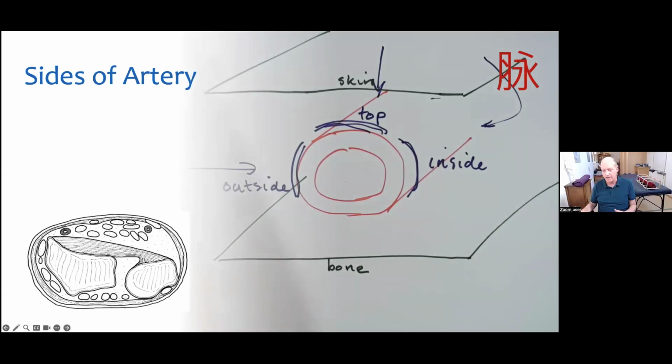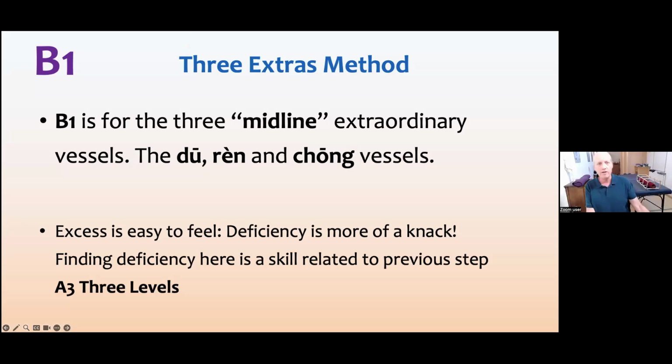So here we'll go into B1, which is called the three extras method. And this is for the three midline extraordinary vessels, which are the do, the ren, and the chong. When I say mid, they're the ones that are found on the midline. So obviously the do is on the back, the ren is on the front, and the chong is right in the middle.